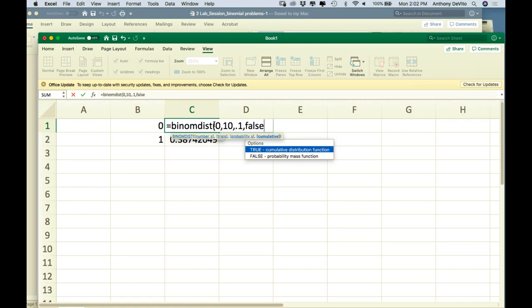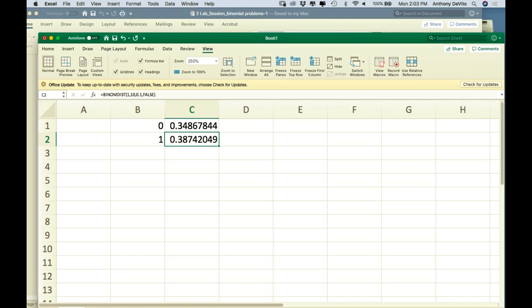Excel is guiding me the right way, even with my cold medicine brain. So I use false again. I hit enter, and it tells me the probability is 0.34. That's actually pretty probable. If the prevalence is only 1 in 10 people, or 10%, the probability that you pick 10 and none of them are diabetic is not unusual. However, you can see that the probability of getting 1 out of 10, the same as the prevalence, is a bit more probable than getting none out of 10.